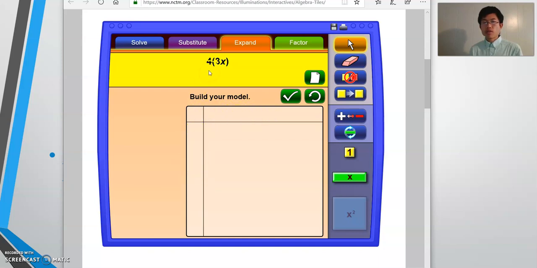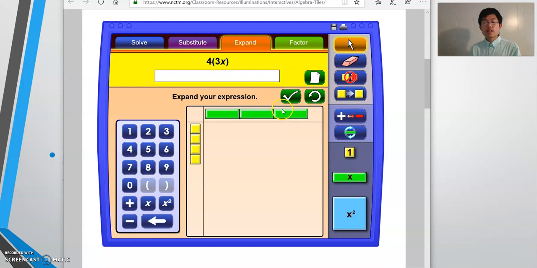Here and here. It says 4 times 3x. 4 and 3x are multiplied. So it's kind of like the length and width of your rectangle, 4 and 3x, because this multiplication is kind of like finding the area. Multiply two things, length times width, you get an area, right? So over here, we're going to model the length and the width. I'm going to put 4 on the left side and the 3x on the top to model the length and width. Done. Then I'm going to expand.